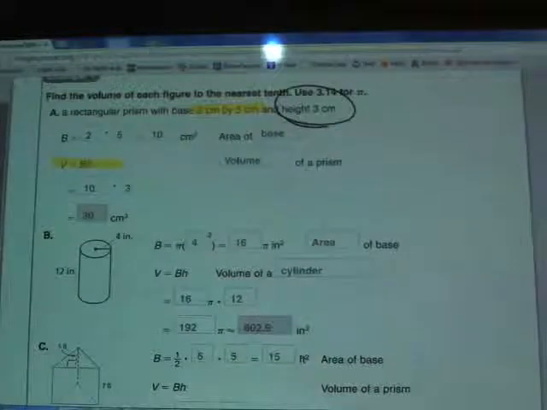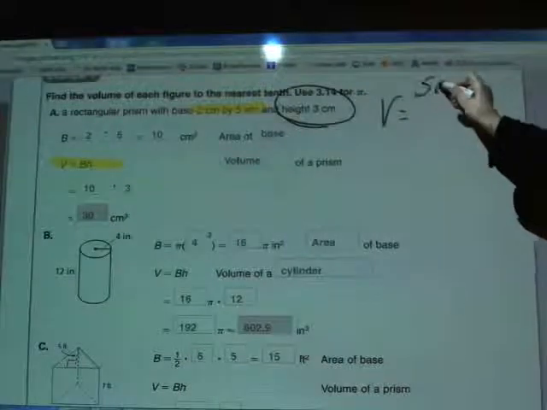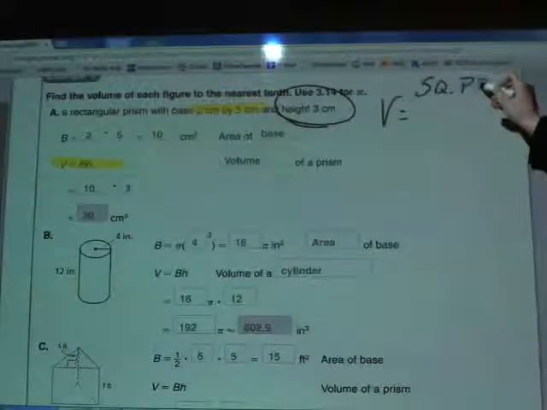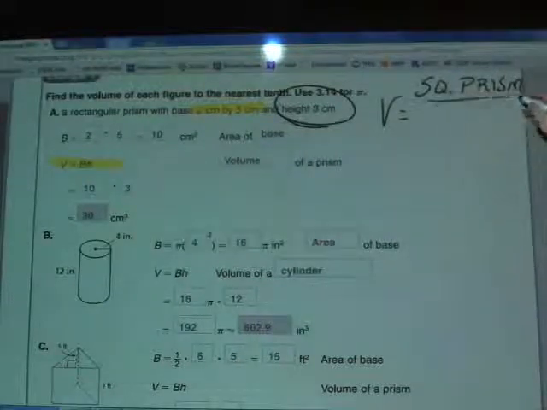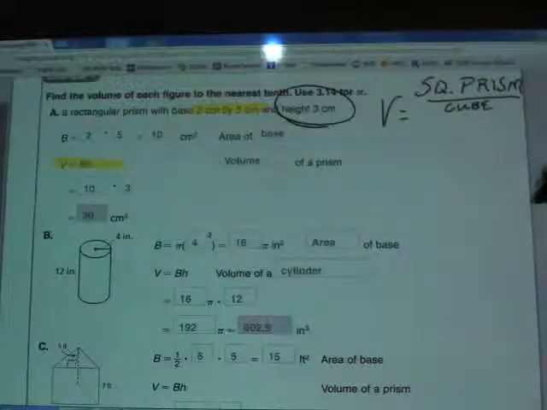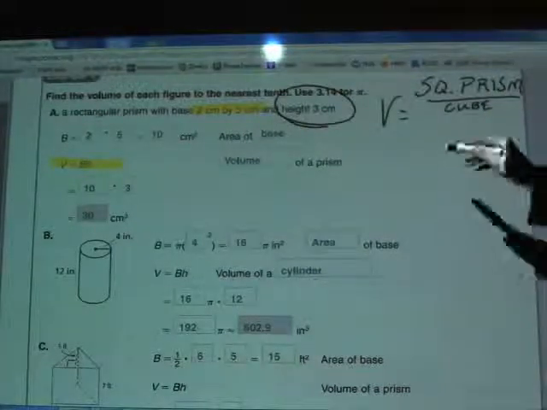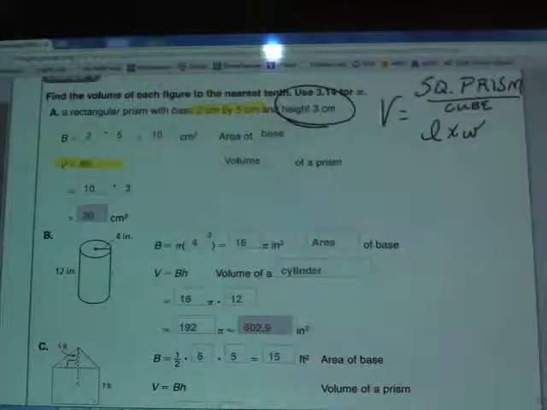Now, follow-up question is, why is it centimeters cubed? Well, simple explanation. Alright, when we're finding the volume of a square prism, sometimes called a cube, when I'm finding the area of the base, it has a length and a width, and then that's the B part of the formula, and then we're going to multiply that by the height.